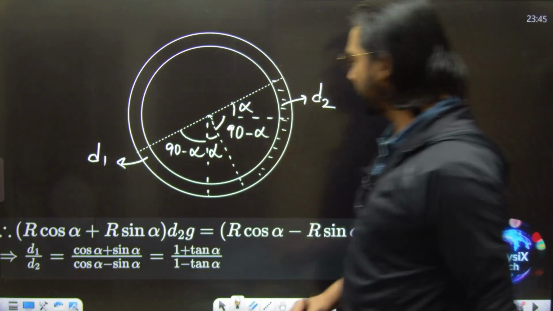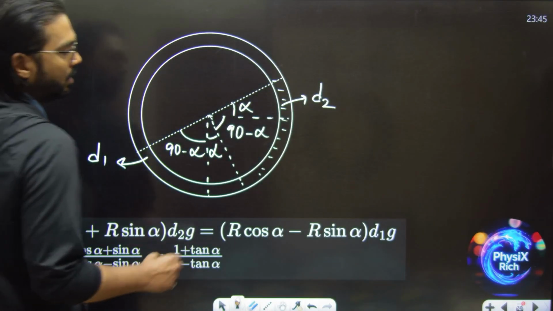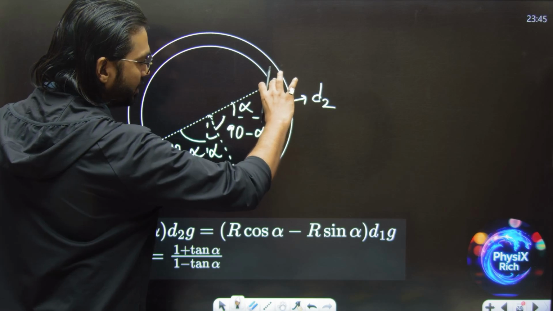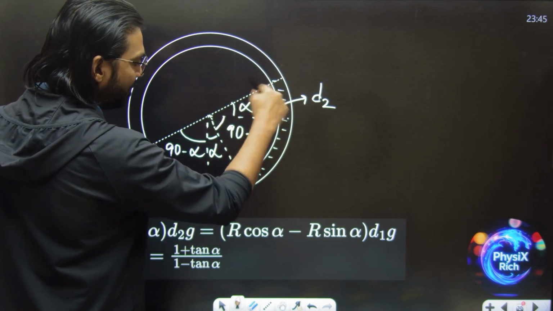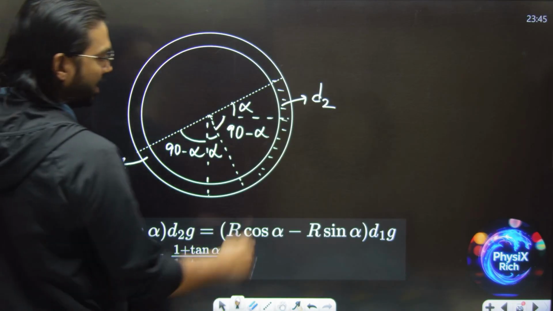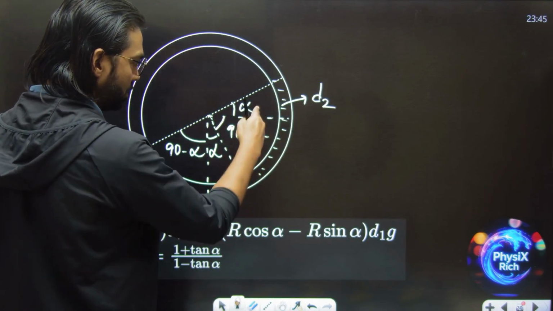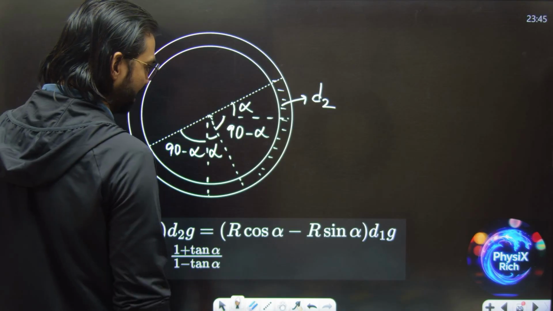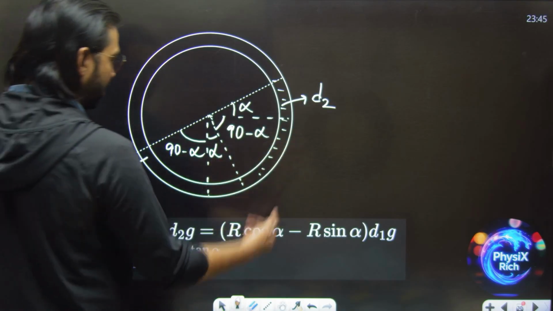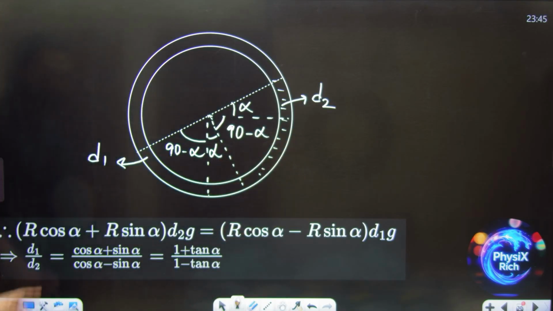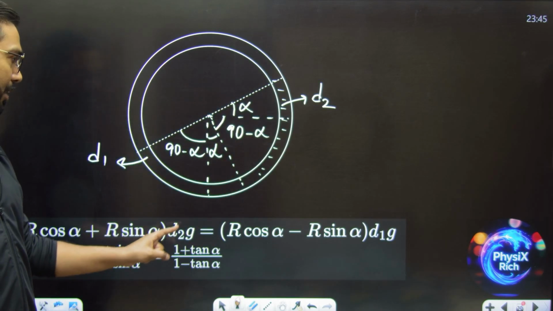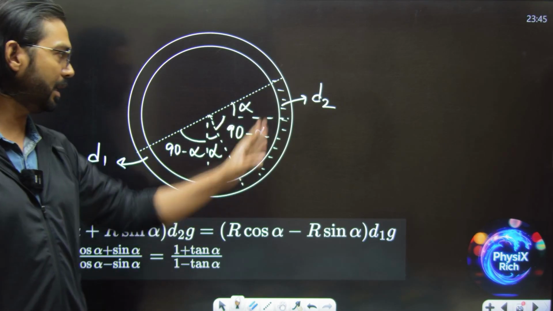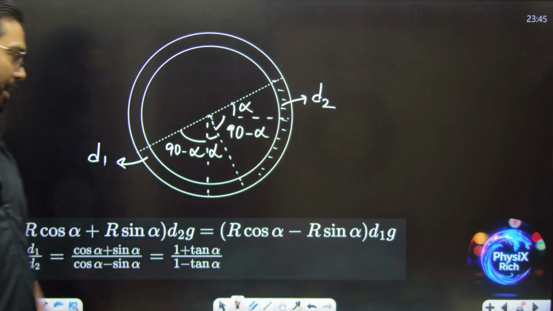So what do we see over here? We see that there is a certain height of this part. That height will be r sine alpha. And then there will be a certain height because of this part also, which will be r sine 90 minus alpha, which is r cos alpha. So r cos alpha and r sine alpha is the total vertical height for this part. Then I multiply it with d2 g, because this is density, and pressure is rho g h.